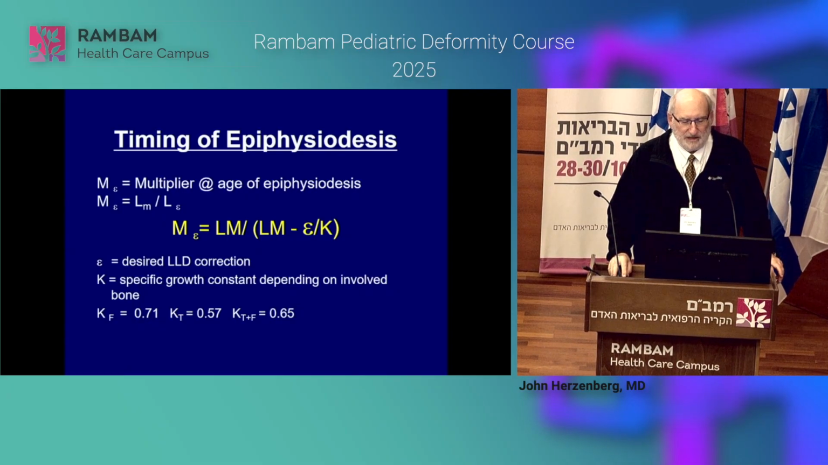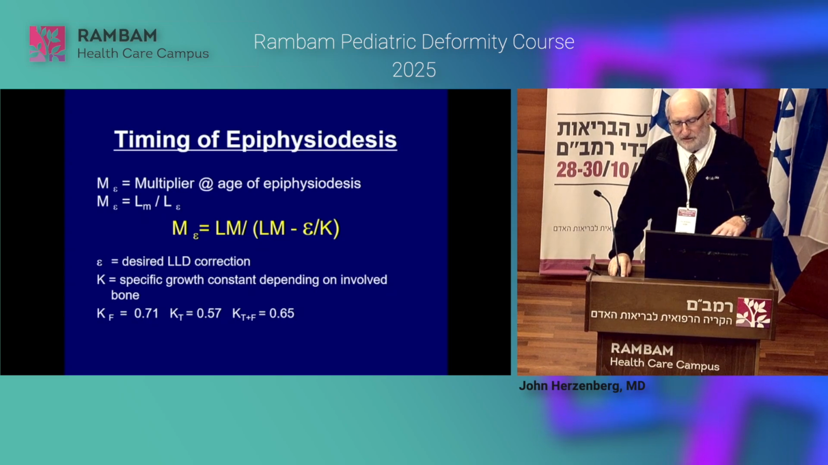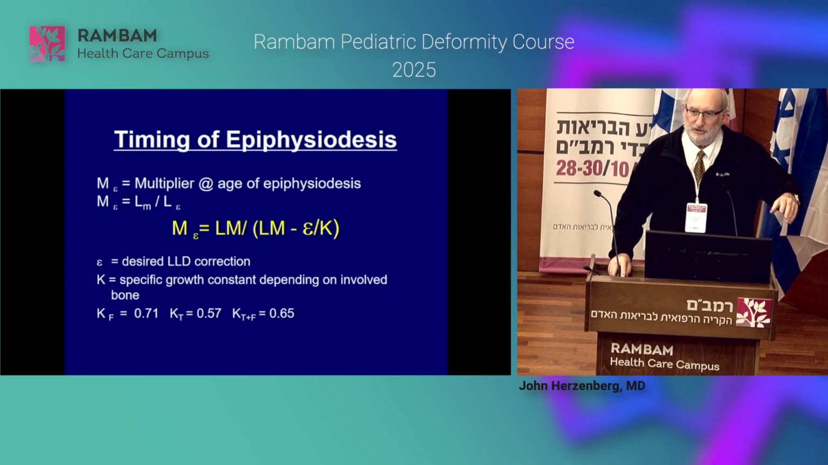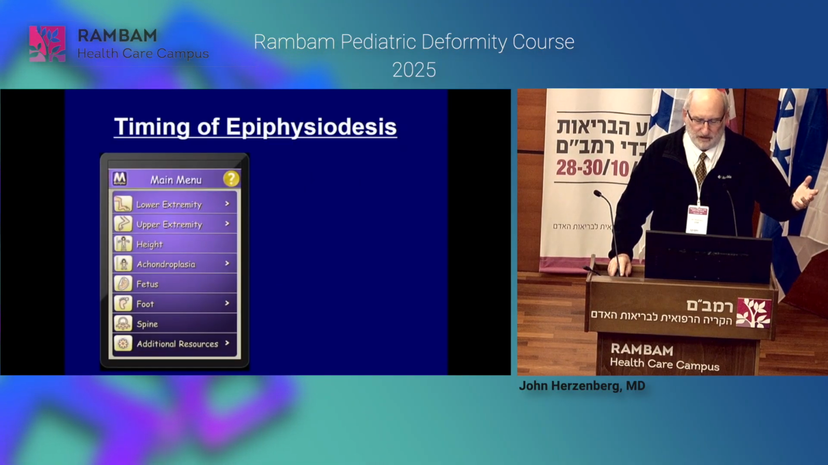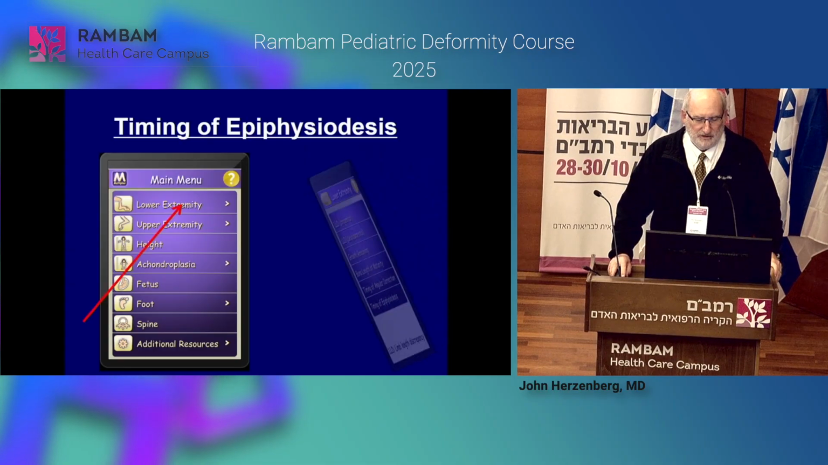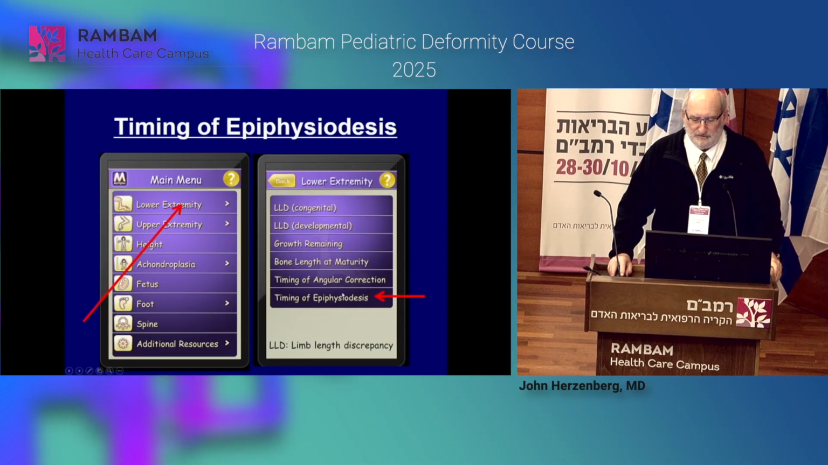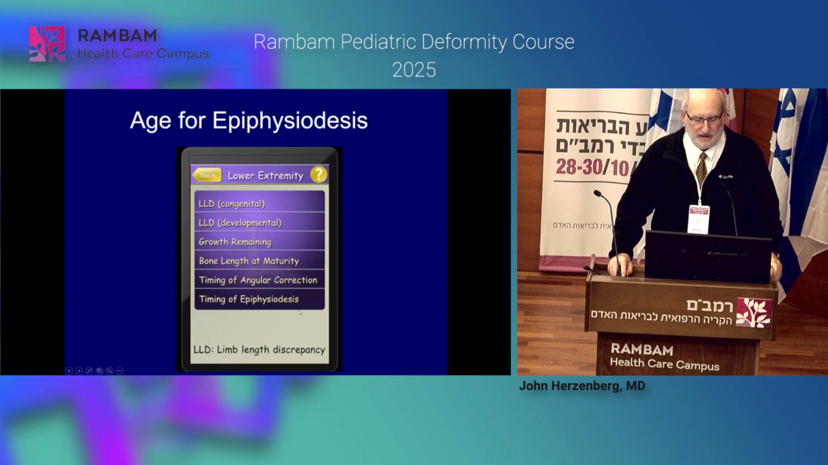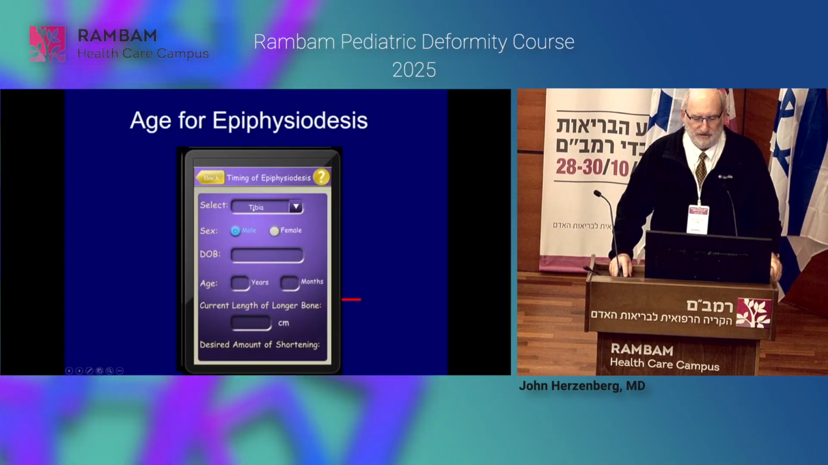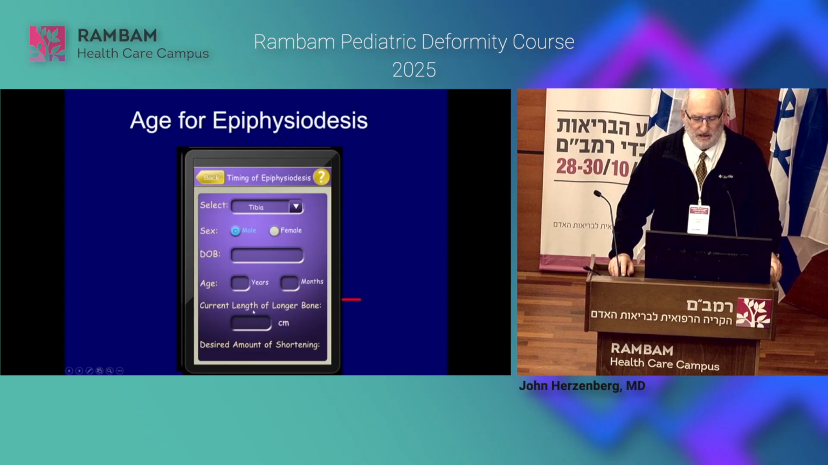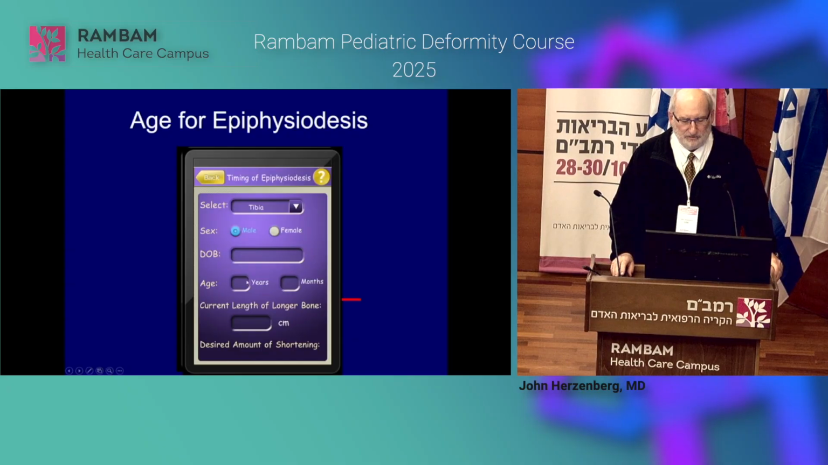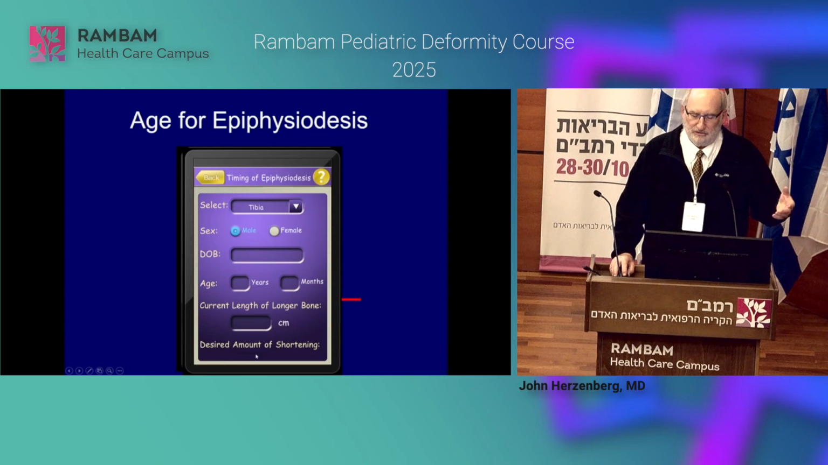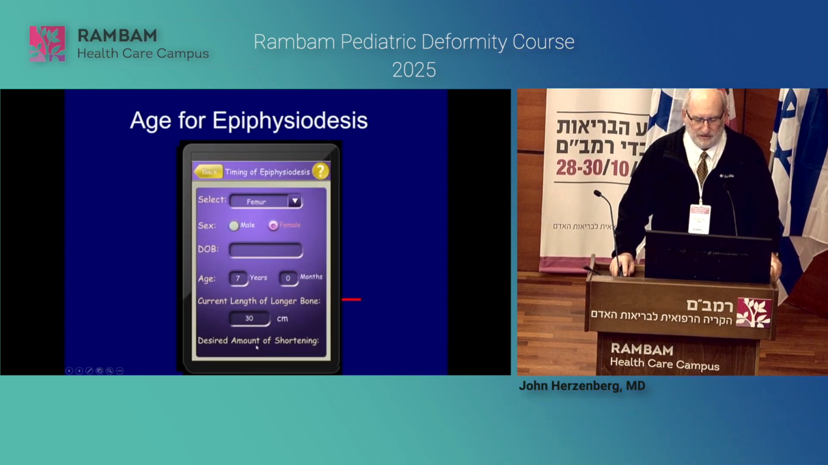But that's kind of a complicated thing, and if I ask anyone to fill in this formula and do the calculations, there's a pretty good chance you're going to make an arithmetic error. So instead we let the computer do the heavy lifting. We hit lower extremity, timing of epiphysiodesis, and we come up with this data sheet. It wants to know the bone, sex, the age or date of birth. It'll calculate it, a current length of the longer bone, and the desired amount of shortening based on your previous calculation of what the leg length discrepancy is going to be.